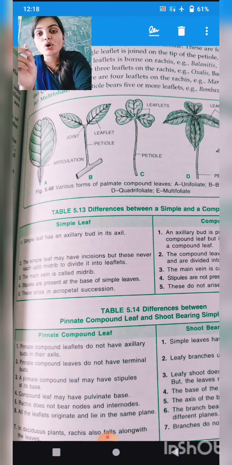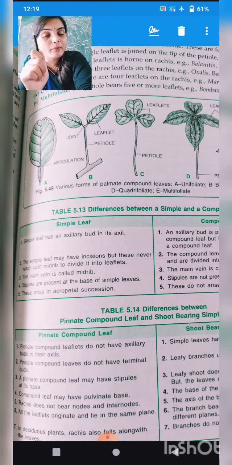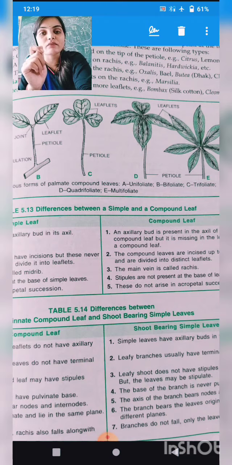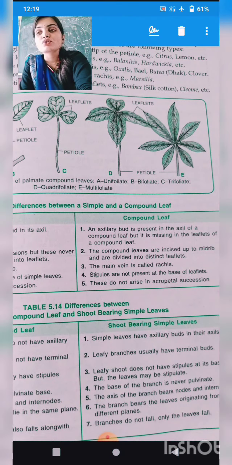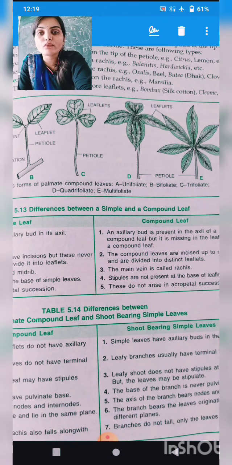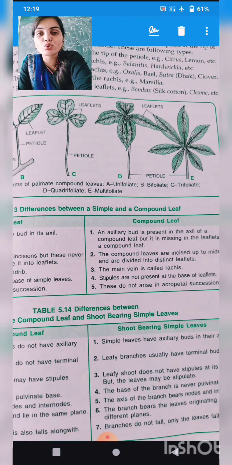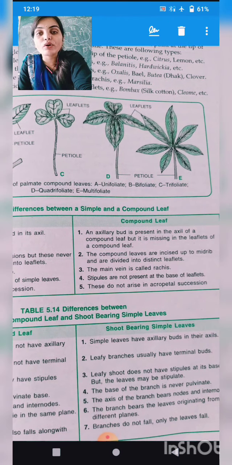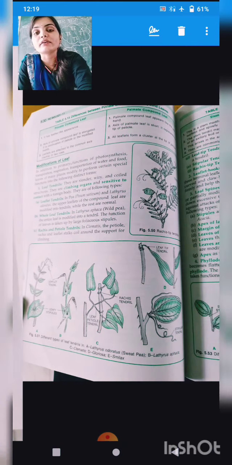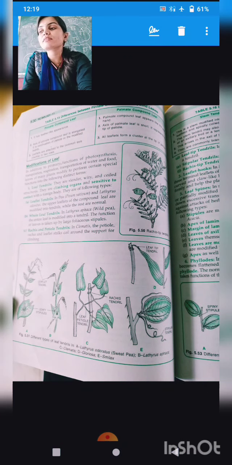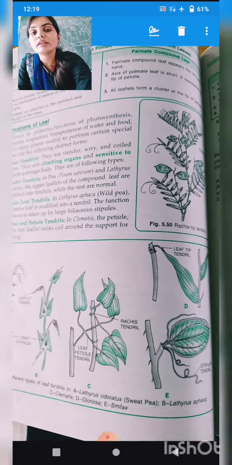Okay. So there is one midrib, and through one midrib by bifurcation only one leaf is found in the A diagram, two leaves are found in the B diagram, three leaves are found, and further on. So the name will be unifoliate for A, bifoliate for B, trifoliate for C, quadrifoliate for D, and multifoliate for E.